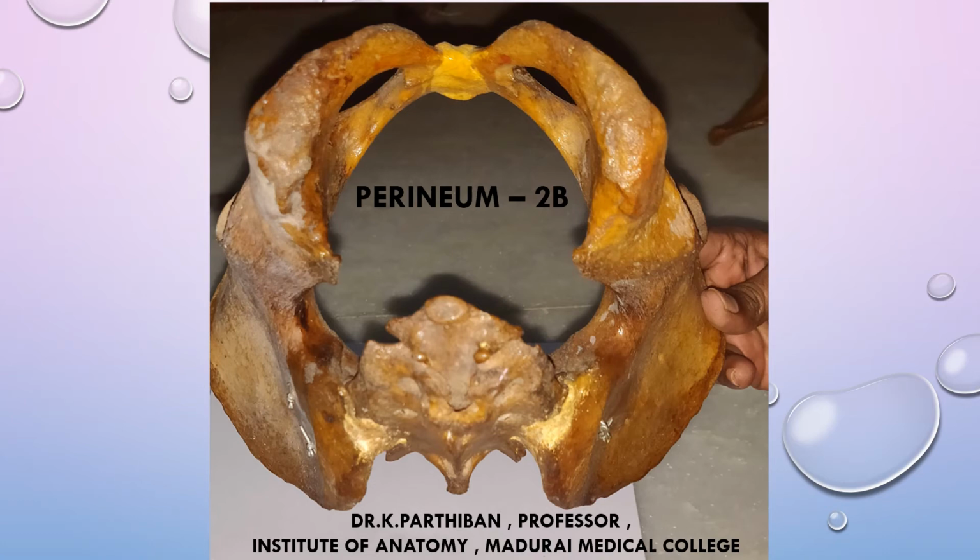In this presentation of the perineum, we are going to see the urogenital triangle. Under the urogenital triangle, we are going to see the different layers of the urogenital triangle, each layer in detail, and the superficial perineal pouch, boundaries of the superficial perineal pouch and its contents.